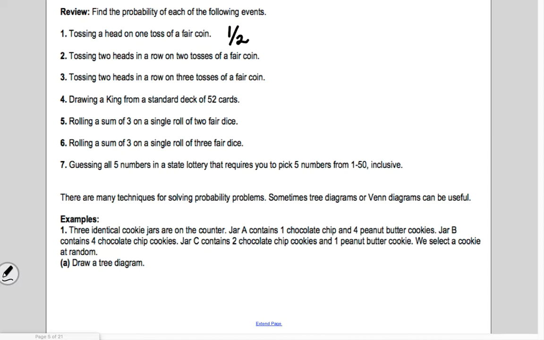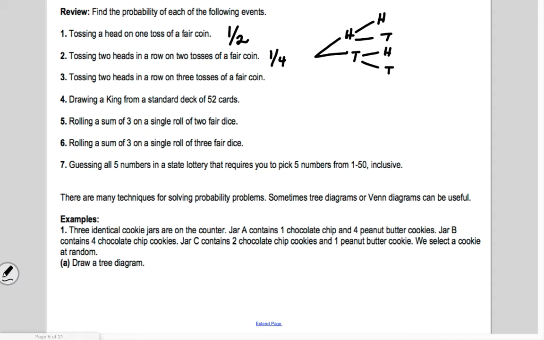Think about how many outcomes I could have. I could have 4. I could have heads, heads, tails, tails, heads, tails, tails, heads, right? Does that make sense? 4 outcomes. So getting 2 heads in a row is 1 out of 4. So if you needed to draw a tree, do you guys remember that? This shows every single outcome. So I could have heads and heads, heads and tails, tails and heads, and tails and tails.